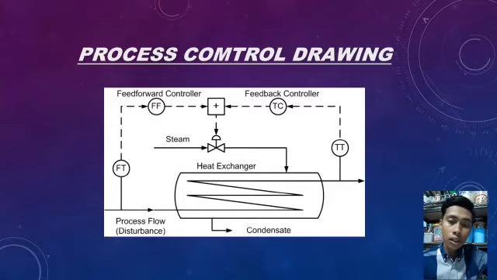This is the process control drawing. First, process flow disturbance. Next, flow temperature and feedforward controller to steam and go to heat exchanger, condensate, temperature and temperature controller, feedback controller.